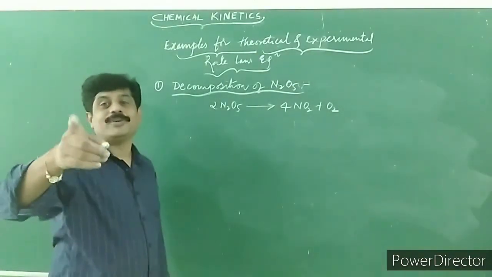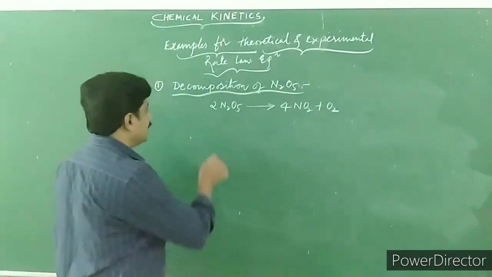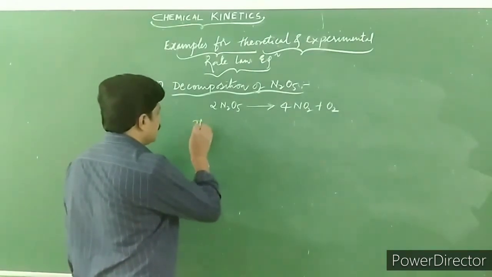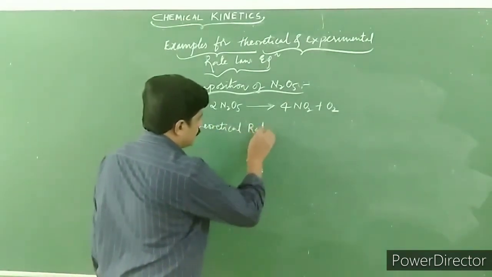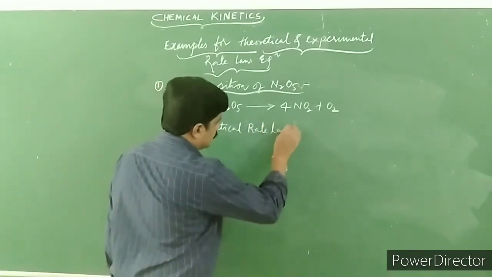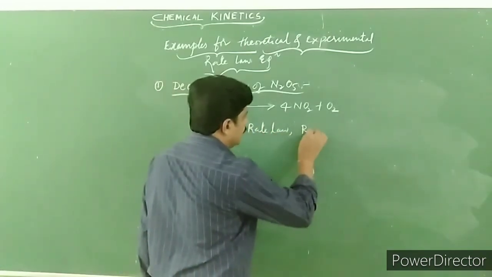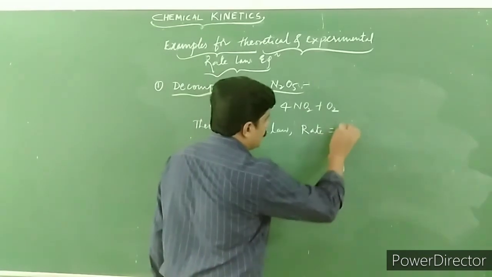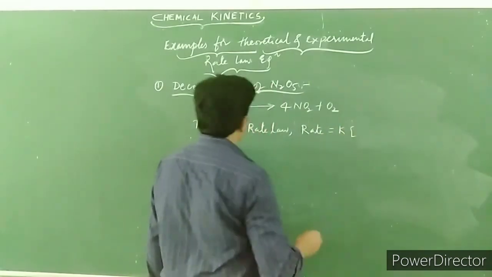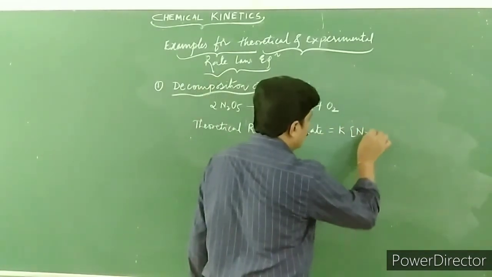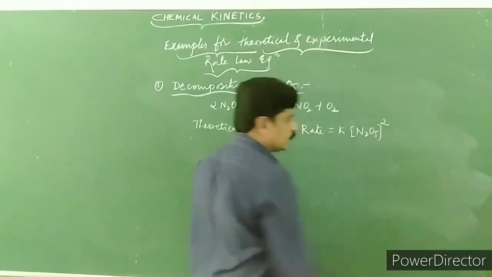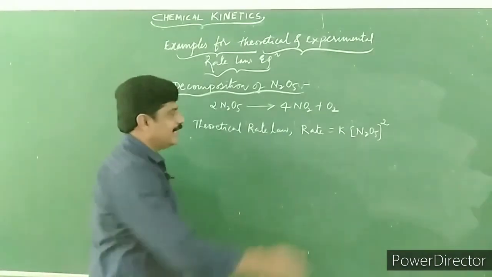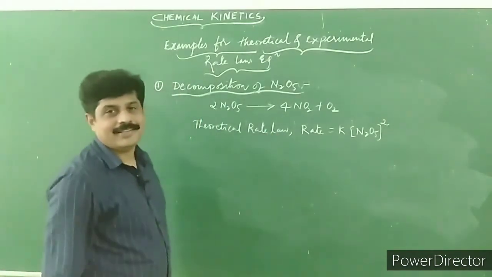Children, if I want to write the theoretical rate law expression, how do I write? Look at here. The rate is equal to K into the molar concentration of N2O5 raised to the power 2. Children, this is the theoretical rate law.